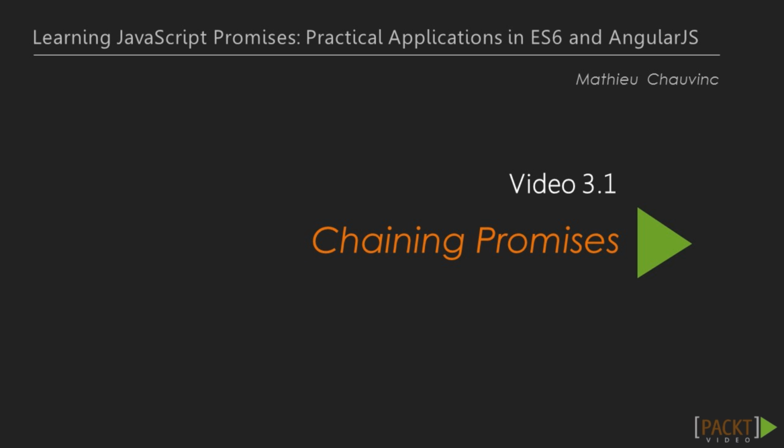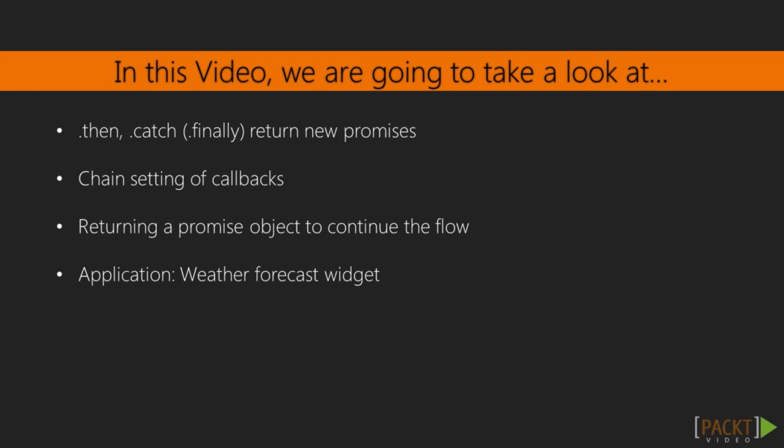When using a series flow, we call that chaining promises. So in this video, we are going to start by showing that every one of the handler setters, which are .then, .catch, and .finally if you're using Angular, all of them return a new promise object. And we will use that to chain the setting of handlers. But more importantly, we will see how we can keep the flow going by returning a promise in each step.